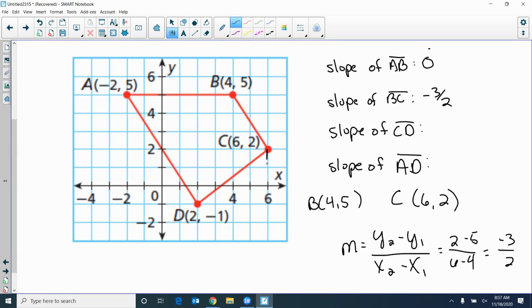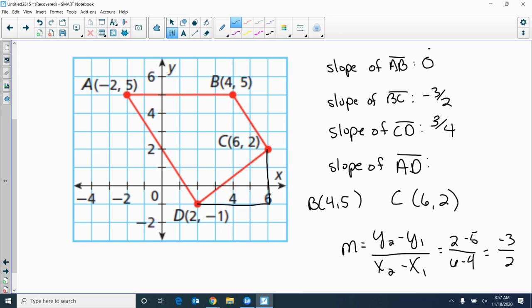3/4, so I can go down 1, 2, 3, and I go over 1, 2, 3, 4. It is a positive slope, 3/4. So at this point, are any of those lines parallel? Are any of them perpendicular?